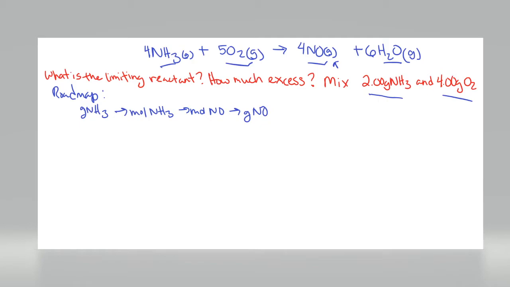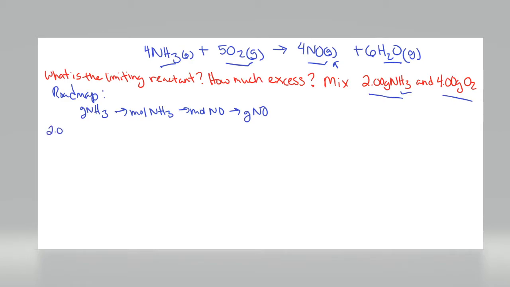Now, limiting reactant problems also are paired with how much is in excess of the other reactant. So we don't know which one's the limiting reactant, therefore we don't know which is in excess, but we can answer it after. So let's get going. Let's start with the first one, ammonia, right here. I want to know how much in grams it can make of NO.